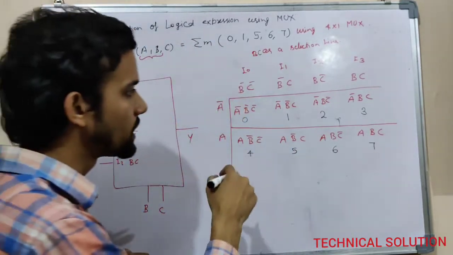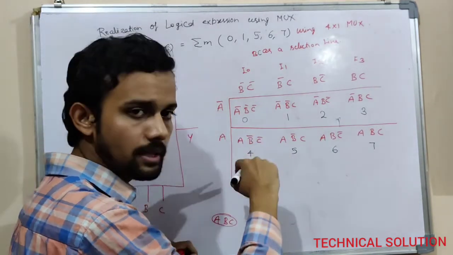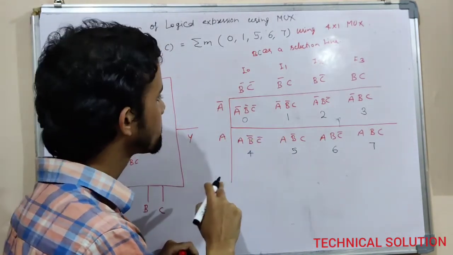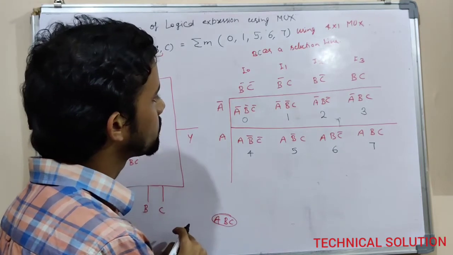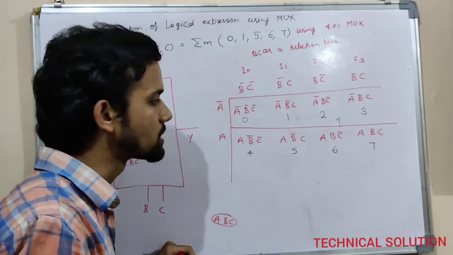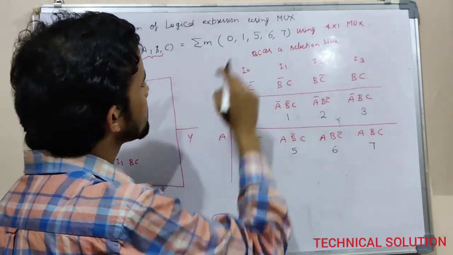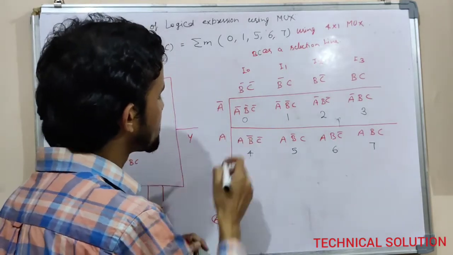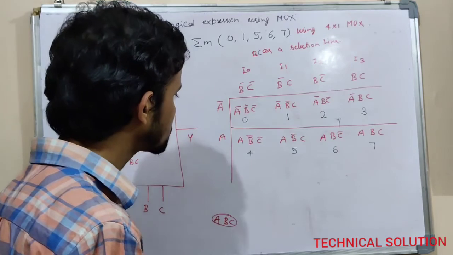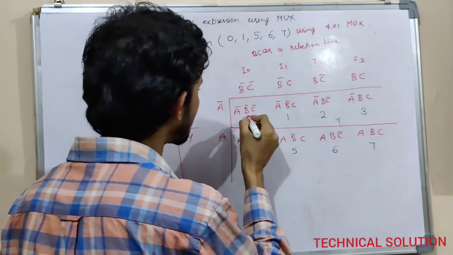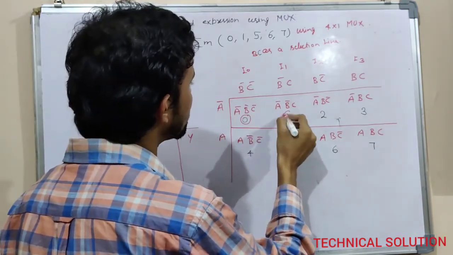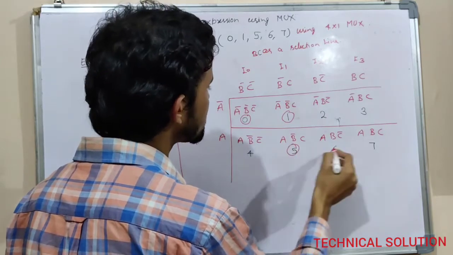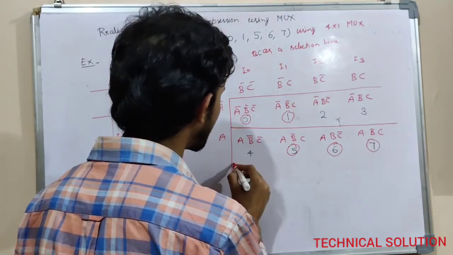Whatever we did in the previous question, this truth table is changed. So what I have to do next is repeat the same process. Whatever input is present in the question, circle that input. 0 is present, circle 0. 1 is present, circle 1. 5 is present, circle 5, 6, and 7.